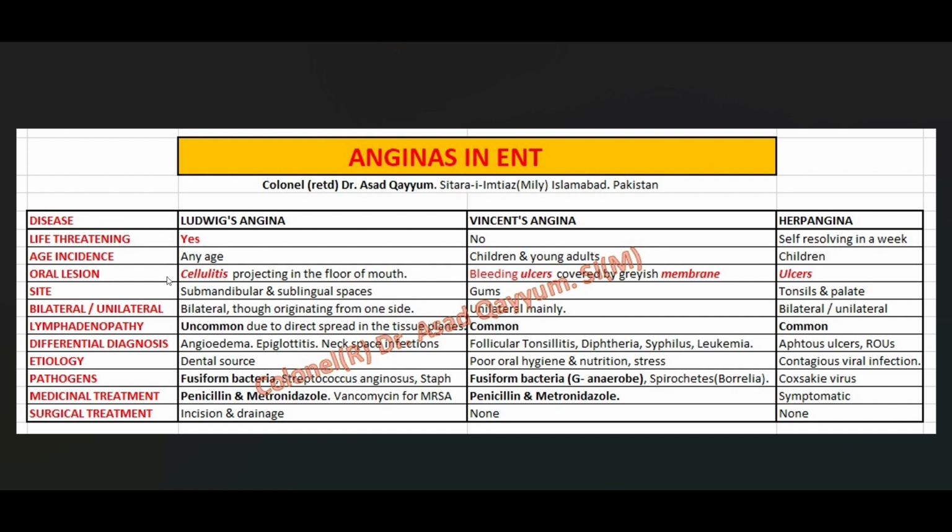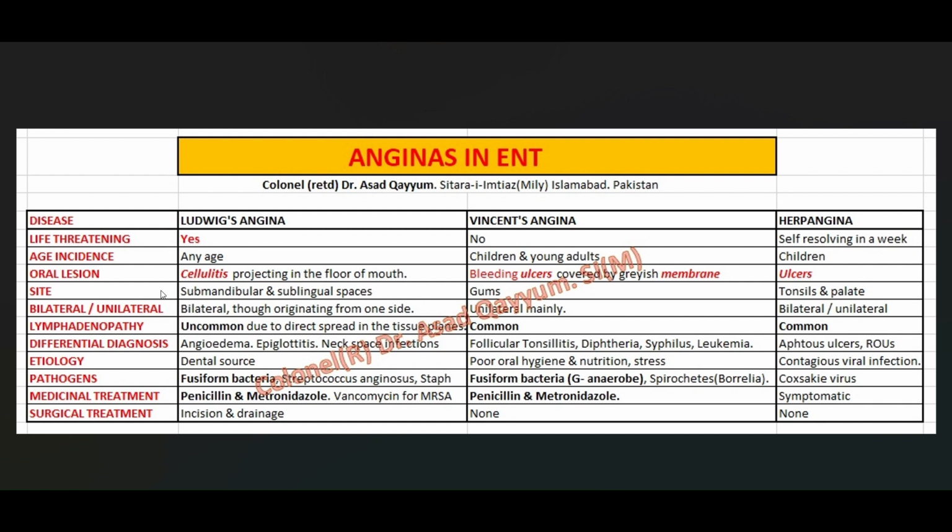The oral lesions. Basically, Ludwig's angina is considered to be a neck space infection, but it projects itself in the floor of mouth, which is actually the cellulitis. So the main lesion here is cellulitis. In Vincent's angina, there are bleeding ulcers covered by grayish membrane. In herp angina, there are simple ulcers.